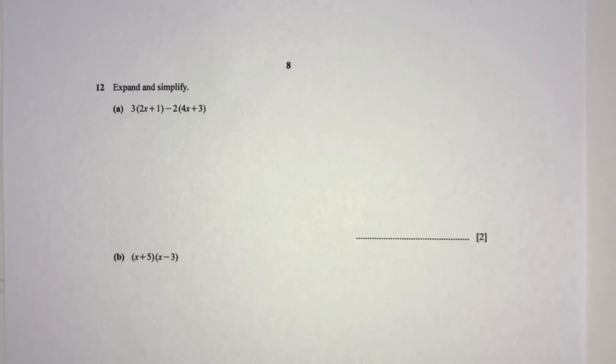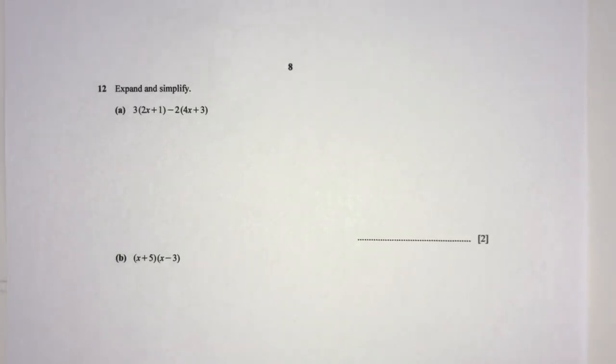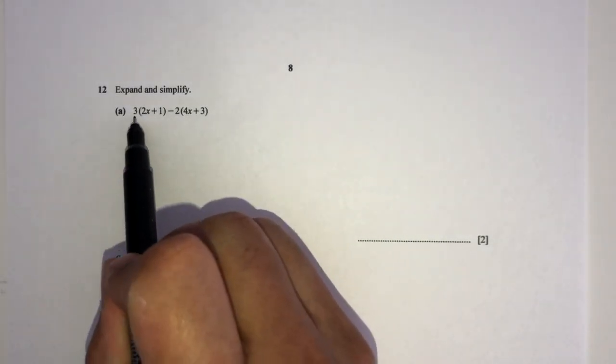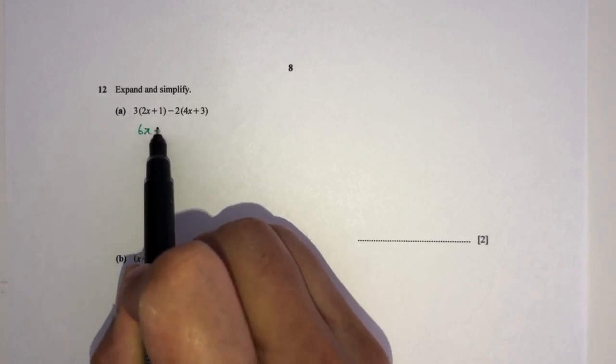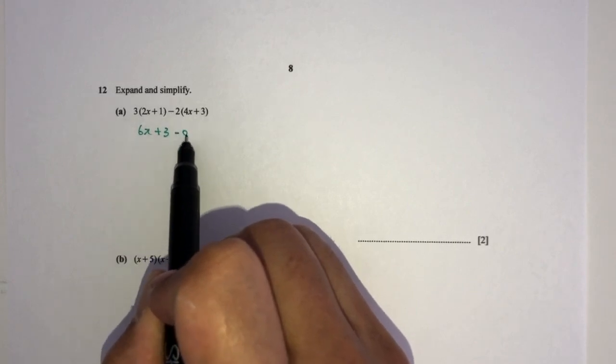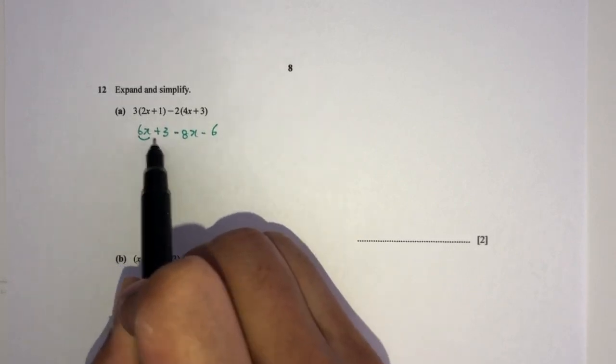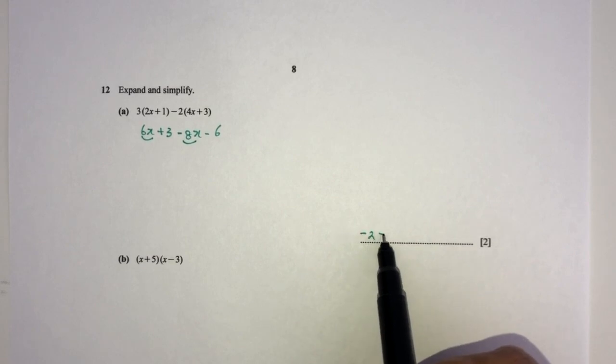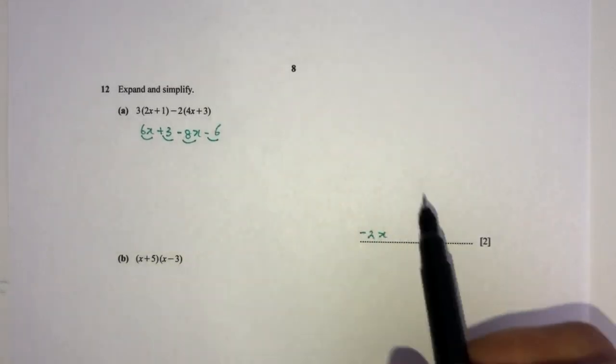Alright, let's move on to question number 12. We have to expand and simplify, so expand. That will be 3 times 2, 6, plus 3 times 1 is 3. Minus is very important here. That will be 8x minus 6. So this minus this will be minus 2x. 3 minus 6 will be minus 3.